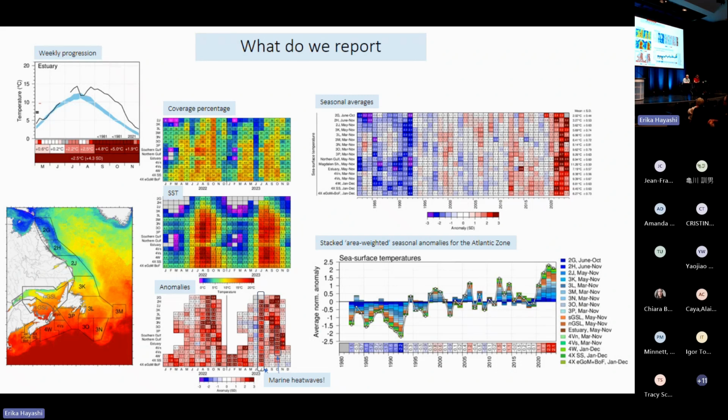We also report on seasonal averages, which will vary from year-round to less than year-round up here, where there's lots of sea ice. So we'll do that. And to get one number for the zone, we'll do a weighted average by area of all these numbers, basically a stack of all of the anomalies to get just one number. You can see the last 3 years have been really, really warm and off the chart records for the Atlantic zone.